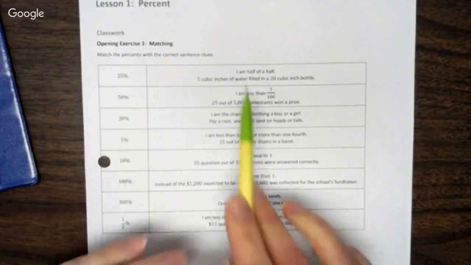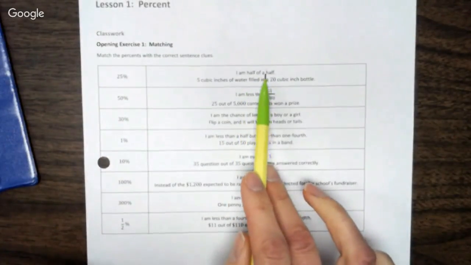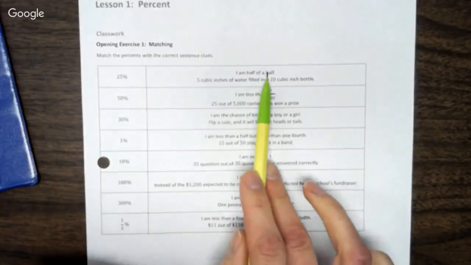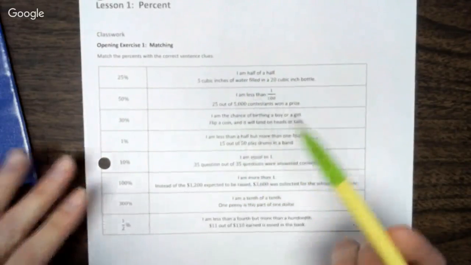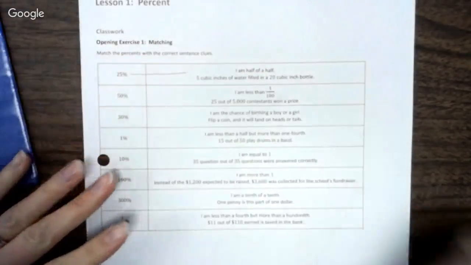It says, I am half of a half. So half would be 50%. Half of that would be 25%. So we're going to match up 25% to half of a half.